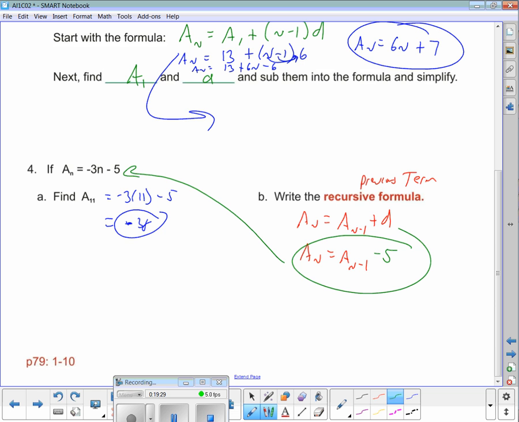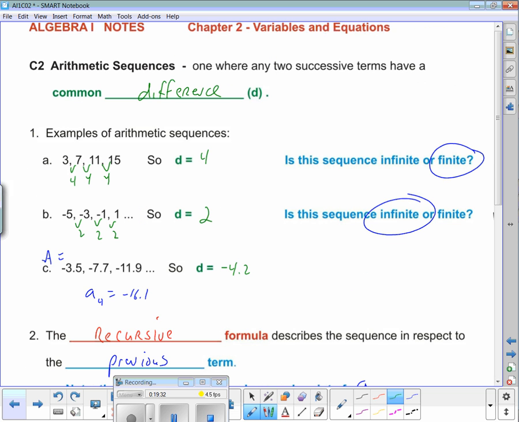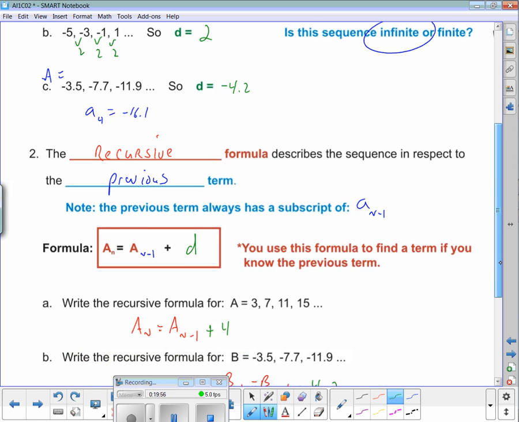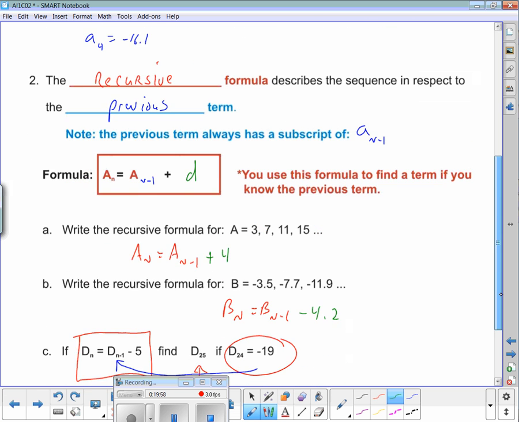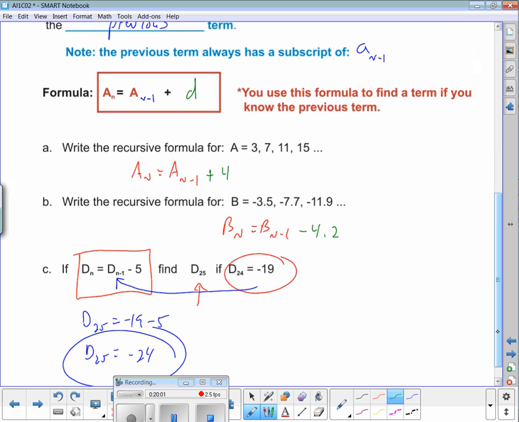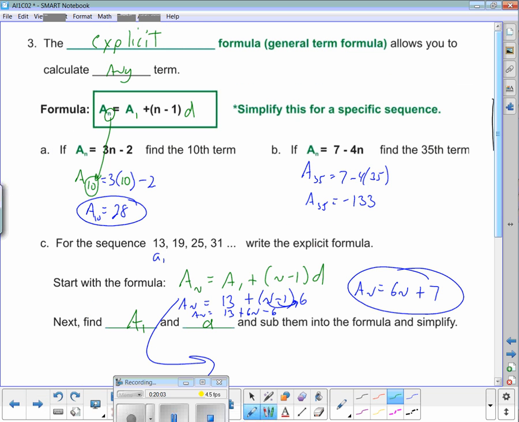Okay, so let me do a quick recap. So we talked about arithmetic sequences. What are they? There's always a common difference between every term. Next chapter, we'll talk about a geometric sequence. And if you remember, those don't have a common difference. They have a common ratio. Common ratio. So arithmetic, common difference. Infinite and finite. Recursive formulas. Explicit formula, way more valuable.